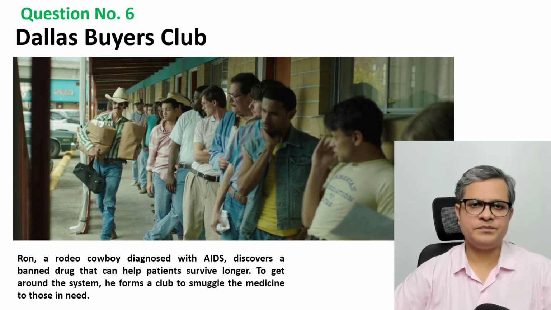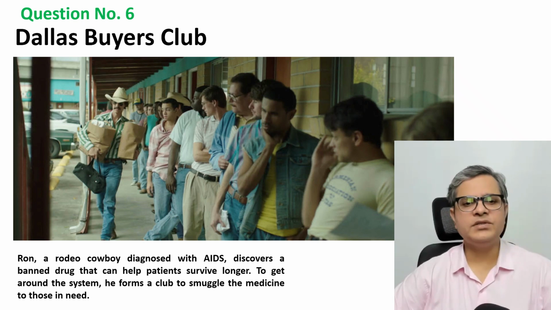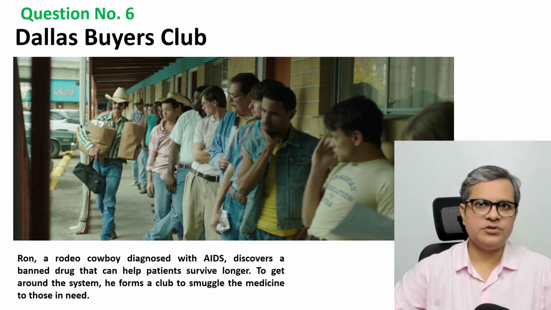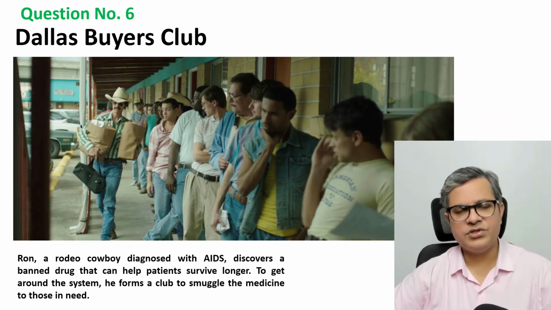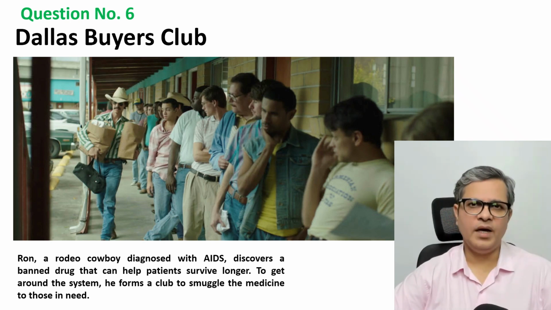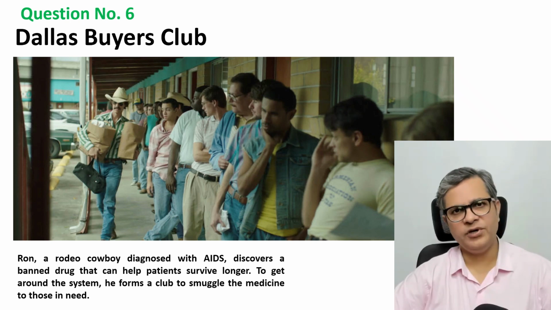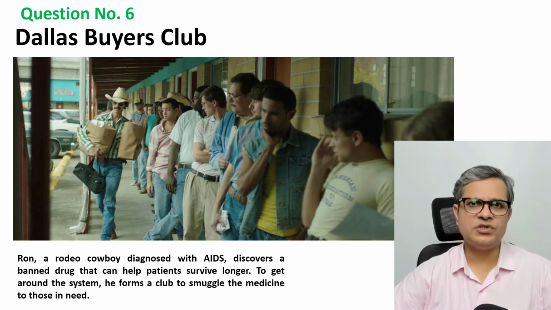There's a movie. In this movie, you can see a person in a hat. He's the main protagonist of the movie. The name of the movie is Dallas Buyers Club. Ron, the protagonist of the movie, is a happy-go-lucky person. He has money, he earns money, and he enjoys it fully. He is diagnosed with AIDS.